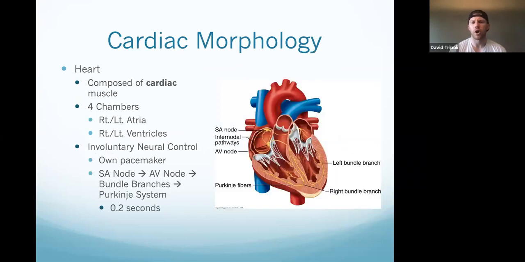Cardiac, so looking at the heart and just the anatomy of it, it is composed, again, of cardiac muscle. So again, it's different than skeletal muscle. It has 4 chambers, the right and left atria. Each one's called an atrium; we call them atria for plural. And then the right and left ventricles.